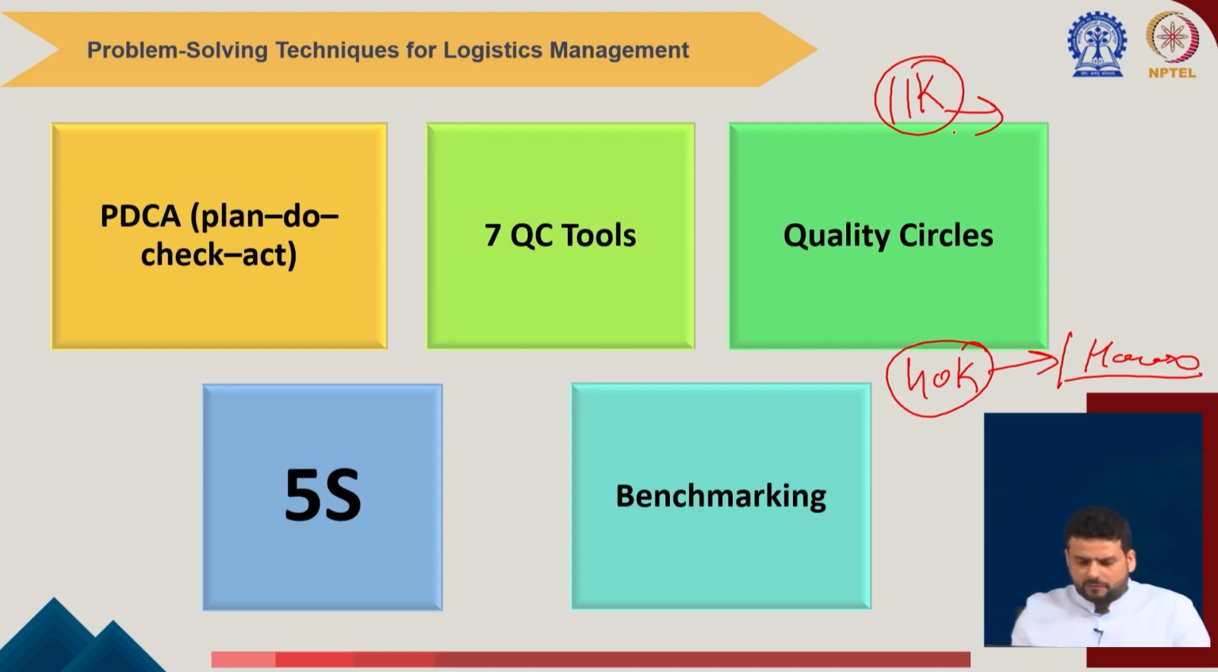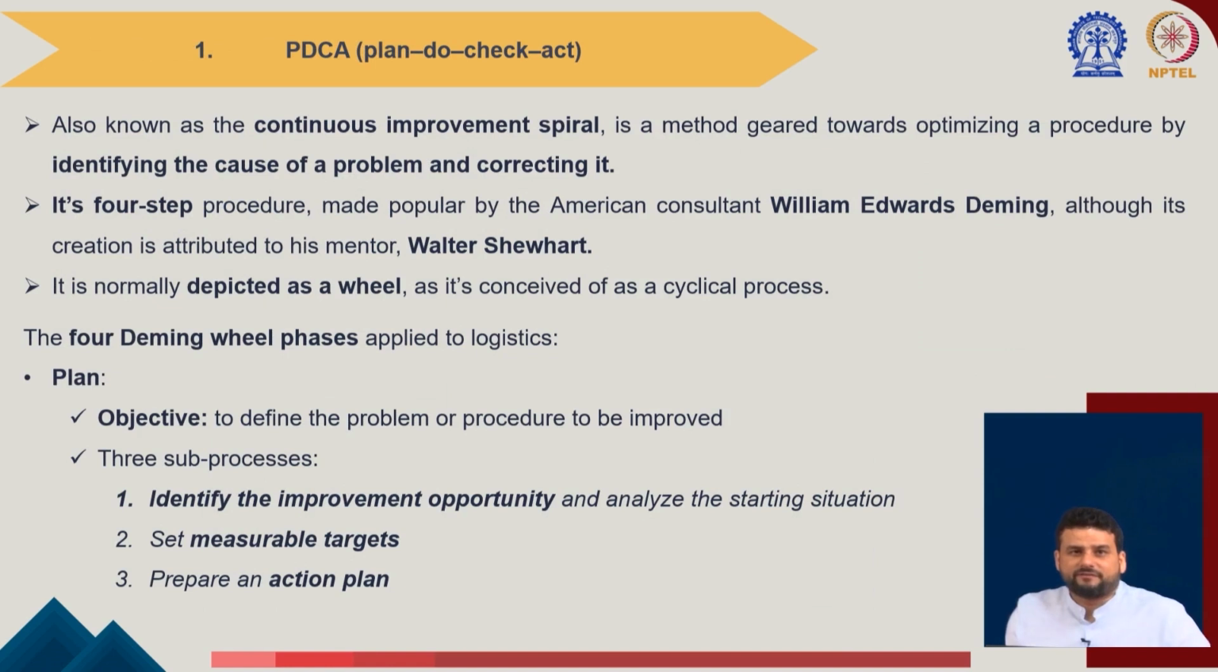So these are some of the tools. Down the line we will discuss plan, do, check, act, right? So 7QC tools, quality circle, 5S approach, how it will help us to improve that, and then benchmarking. Going to the very first is, so this was obviously a 4-step, this is known as wheel also, plan, do, check, act wheel, right? So how we'll do that?